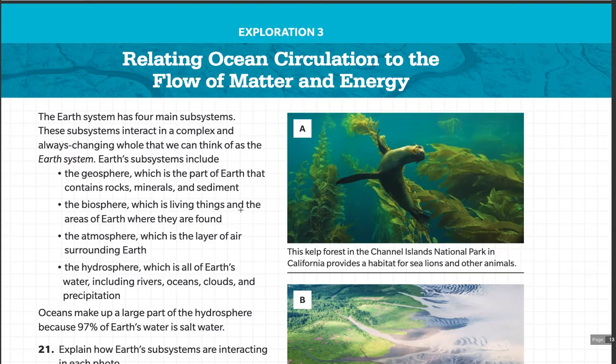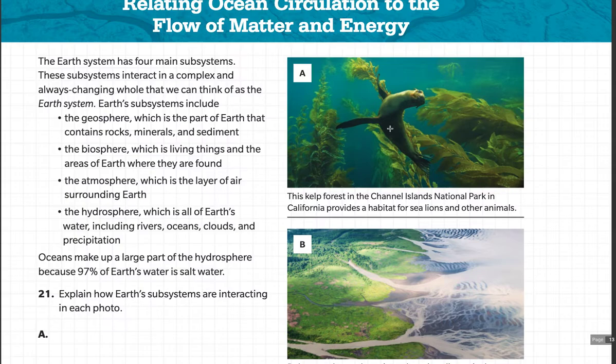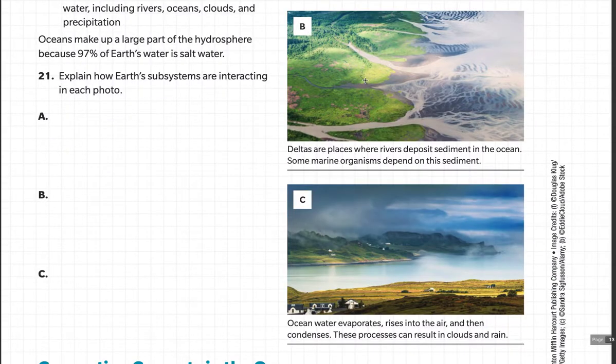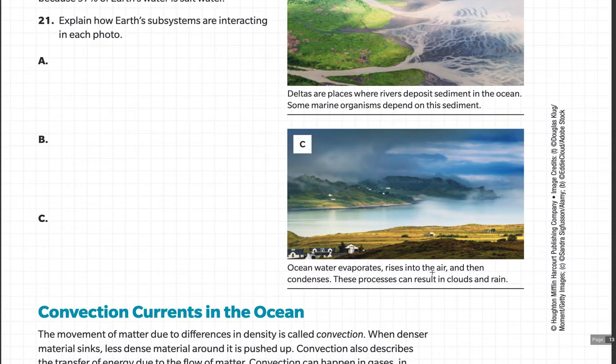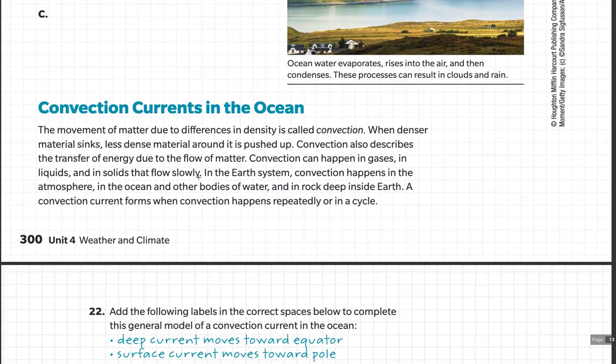So, in A, we have the biosphere, plants and animals, and the hydrosphere. In B, we've got the hydrosphere and the geosphere and the biosphere. And here we have like all of it. Here's people, the biosphere, we've got the geosphere, the hydrosphere, the atmosphere. It's all working together.